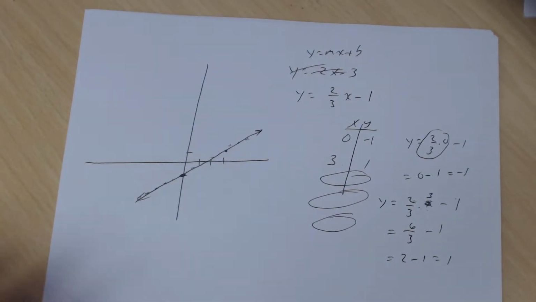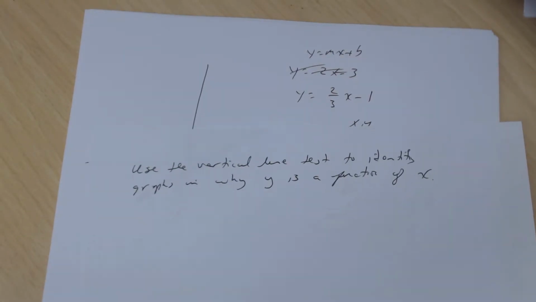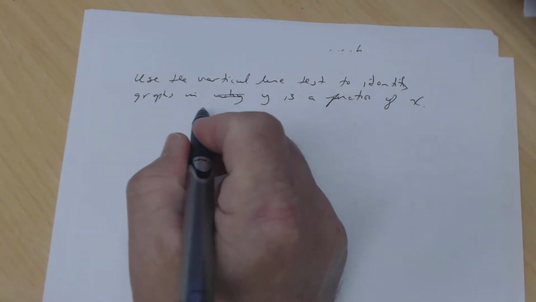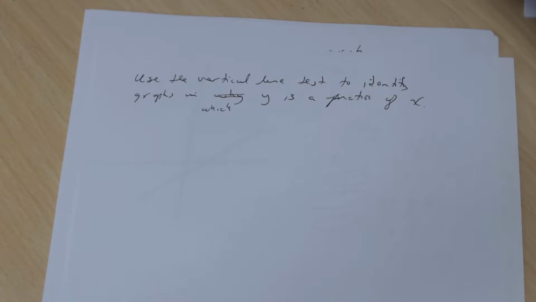All right, now, let's look at this. There is something called the vertical line test. So you can use the vertical line test to identify graphs in which y is a function of x.